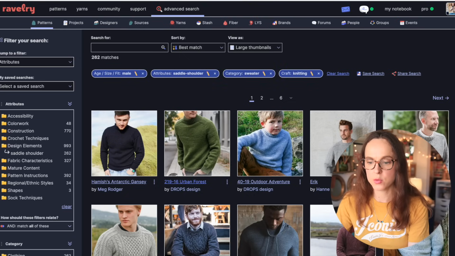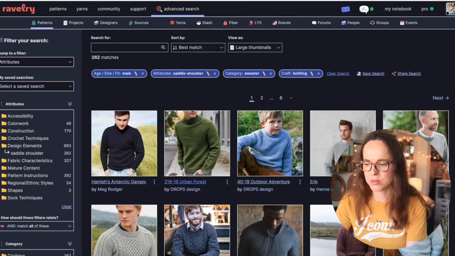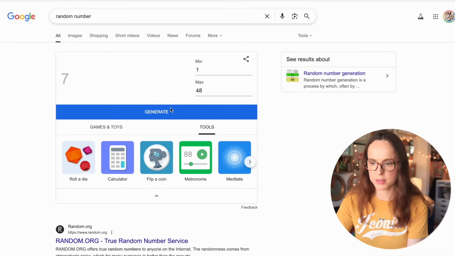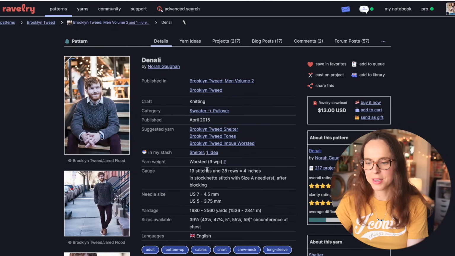Okay, enough of that. We have how many pages? 6. I feel like what we should do, we're just going to do page 1, and then 1 through 48, because there's 48 results on each page. Okay, we have 5, 6, 7.